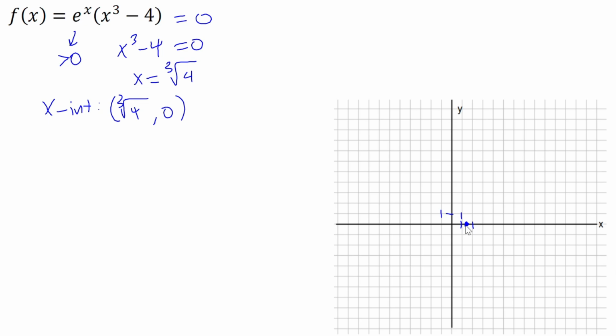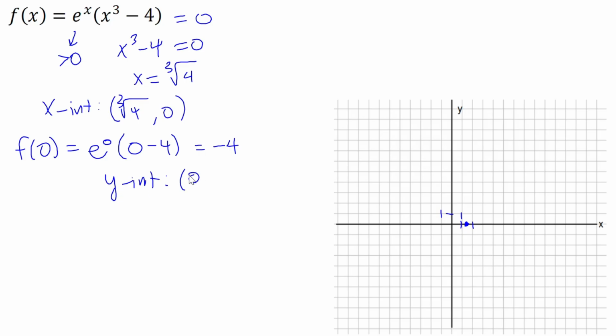We'll find our y-intercept by finding f of 0, which would be e to the 0 times 0 minus 4. So we're going to end up with a y-intercept of -4, because e to the 0 is 1. 1 times -4 is -4. So our y-intercept is the point 0, -4. So that'll be right here.